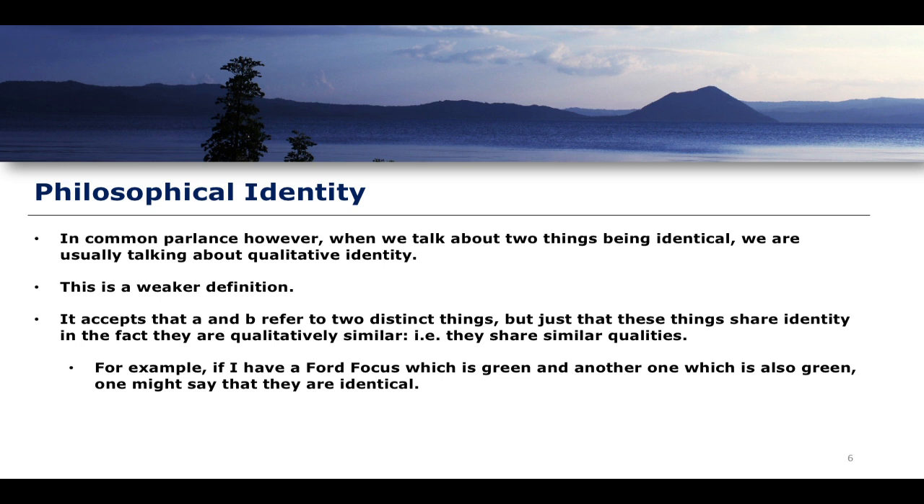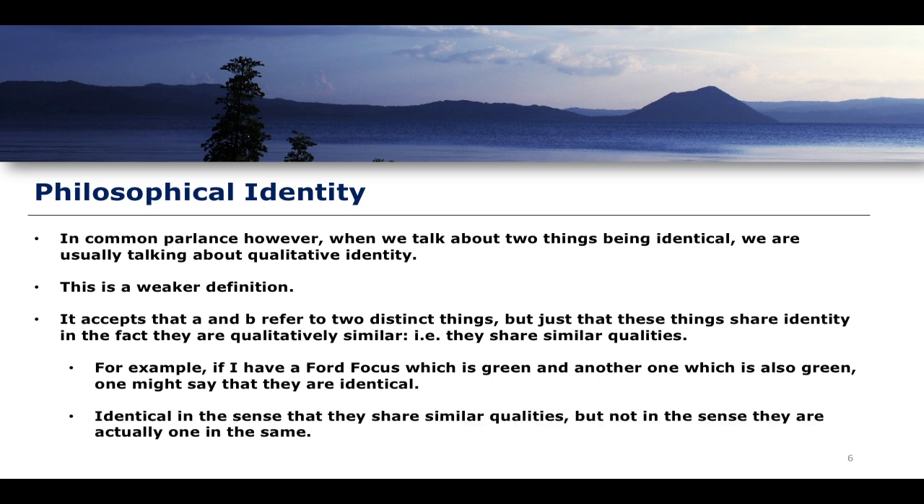Another example, in a weaker instance, is if I have a Ford Focus which is green and I have another one which is also green, we would say that these are two green Ford Focuses. But they're not numerically identical, in the sense that they are not one and the same car. We're saying that they share similar qualities. They have the characteristics of a Ford Focus, and also the characteristic of greenness that is attributable to both of these. But they're still different cars. They are just qualitatively identical.